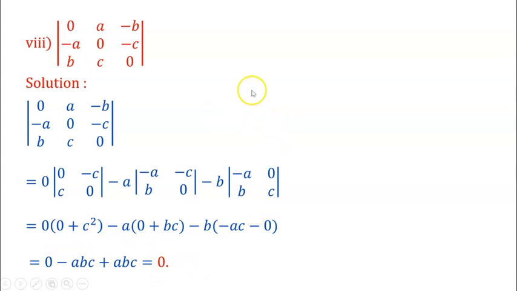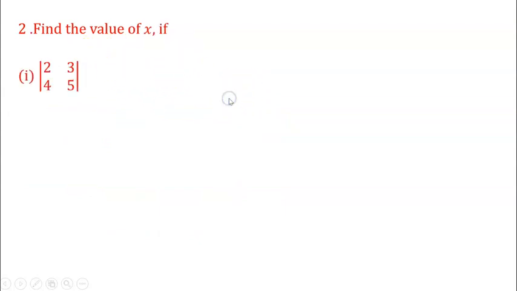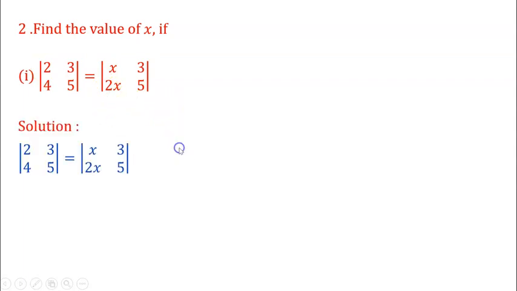This is the value of the determinant. Now next question: find the value of x if the determinant with rows 2, 3 and 4, 5 equals the determinant with rows x, 3 and 2x, 5. Now evaluate this.